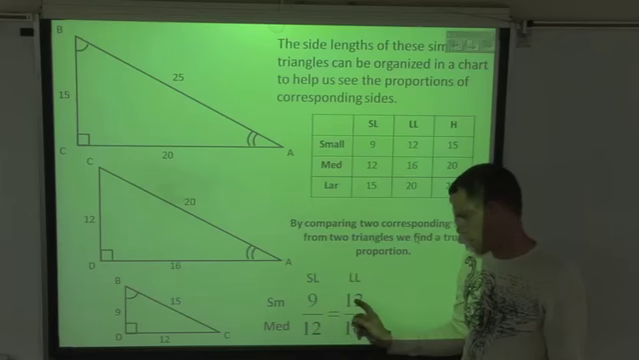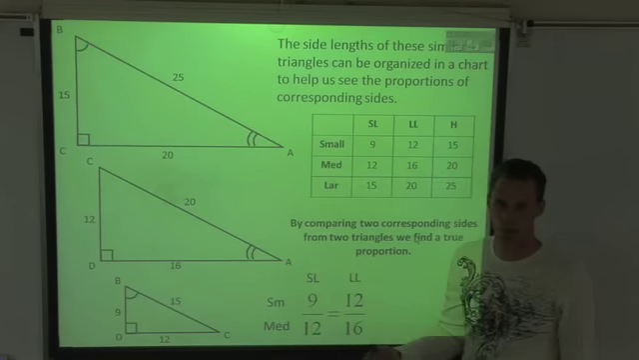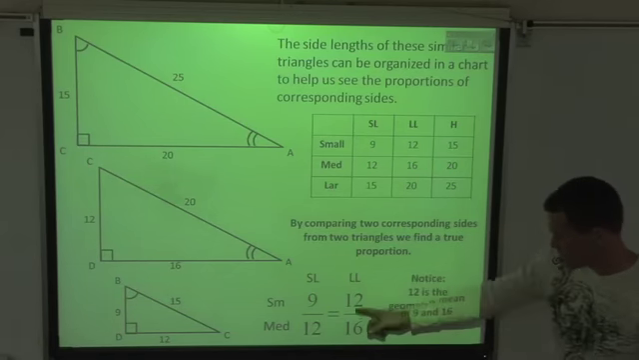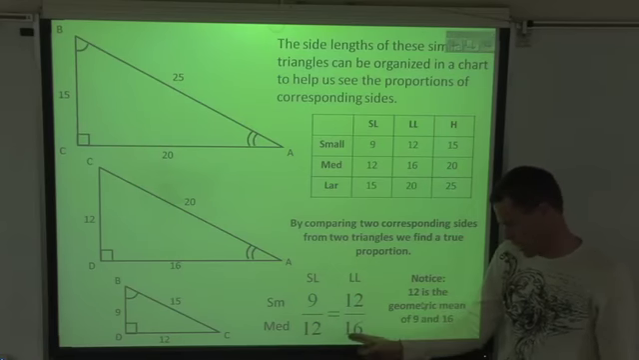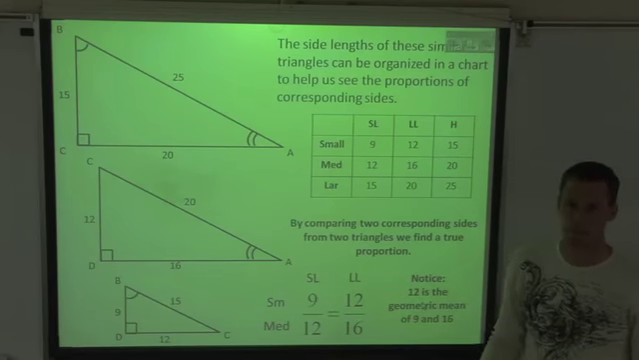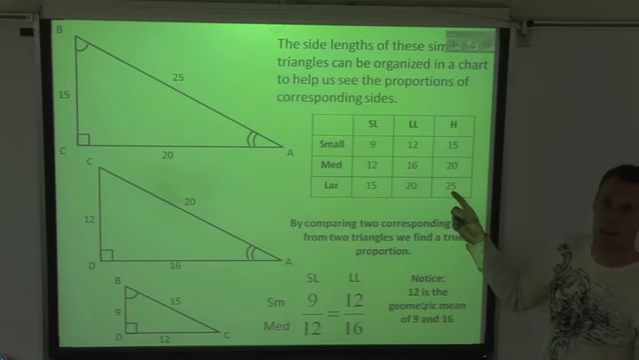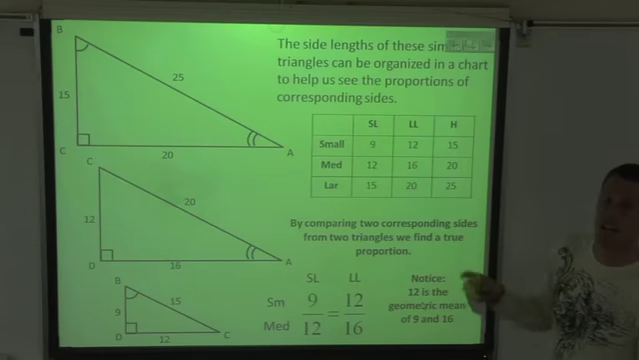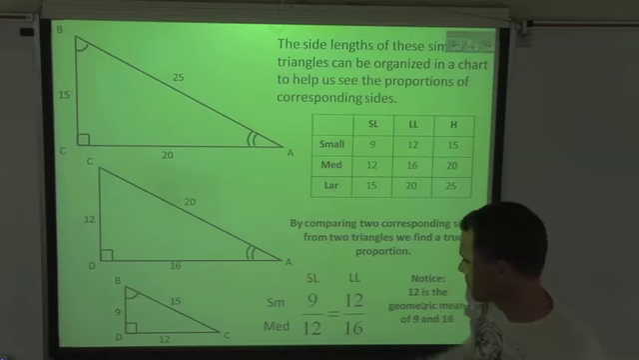If you check on your calculator, 12 times 12 is 144. 9 times 16, 144. Side note. Did you notice that 12 was the geometric mean between 9 and 16? 9 over 12 equals 12 over 16. Do you see that 16 over 20 equals 20 over 25? And 20 is the geometric mean of 16 and 25. The two are now connected.